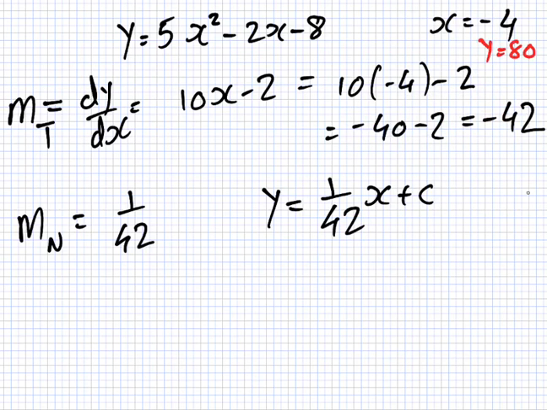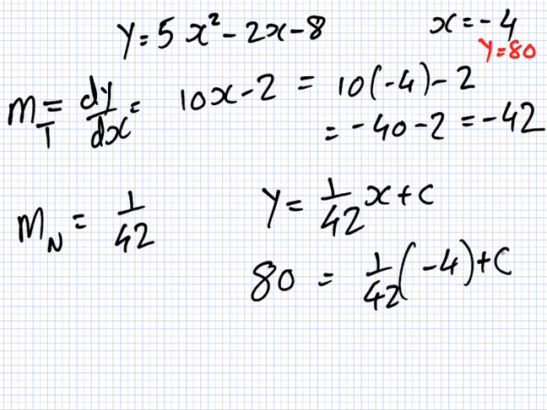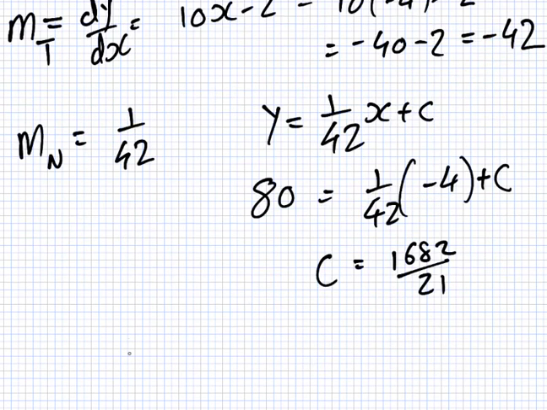So now I can put that point in. 80 equals 1 over 42 times minus 4 plus c. So 80 plus 4 over 42 is ugly. 1682 over 21. So I have my answer. Y equals 1 over 42x.